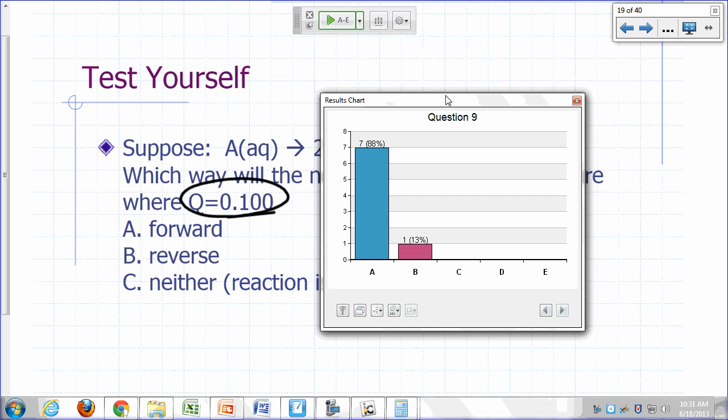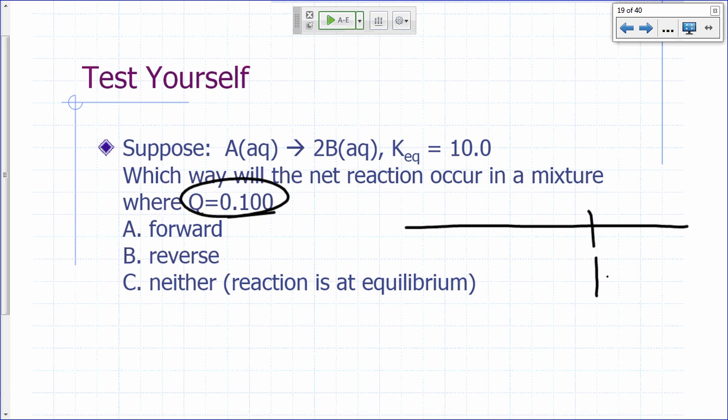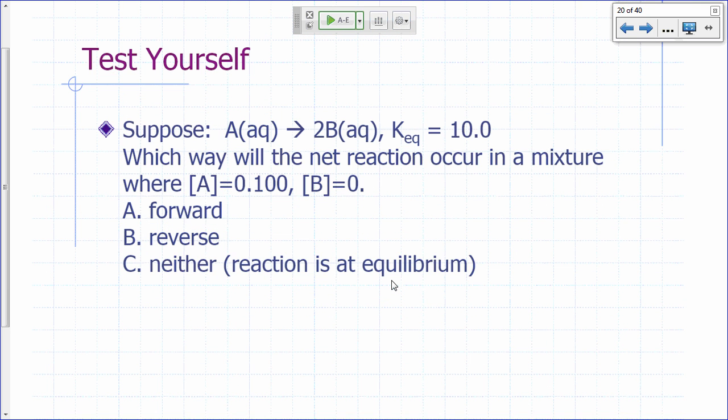If Q is less than KEQ, it goes forward. Okay? And here's your KEQ. If Q is less than KEQ, it goes forward. Okay? Here, slightly more complicated. Same reaction, same KEQ. Which way will the net reaction occur if for this particular reaction mixture you have a concentration of 0.1 for A and there is no B? Will the reaction go forward, reverse, or neither?